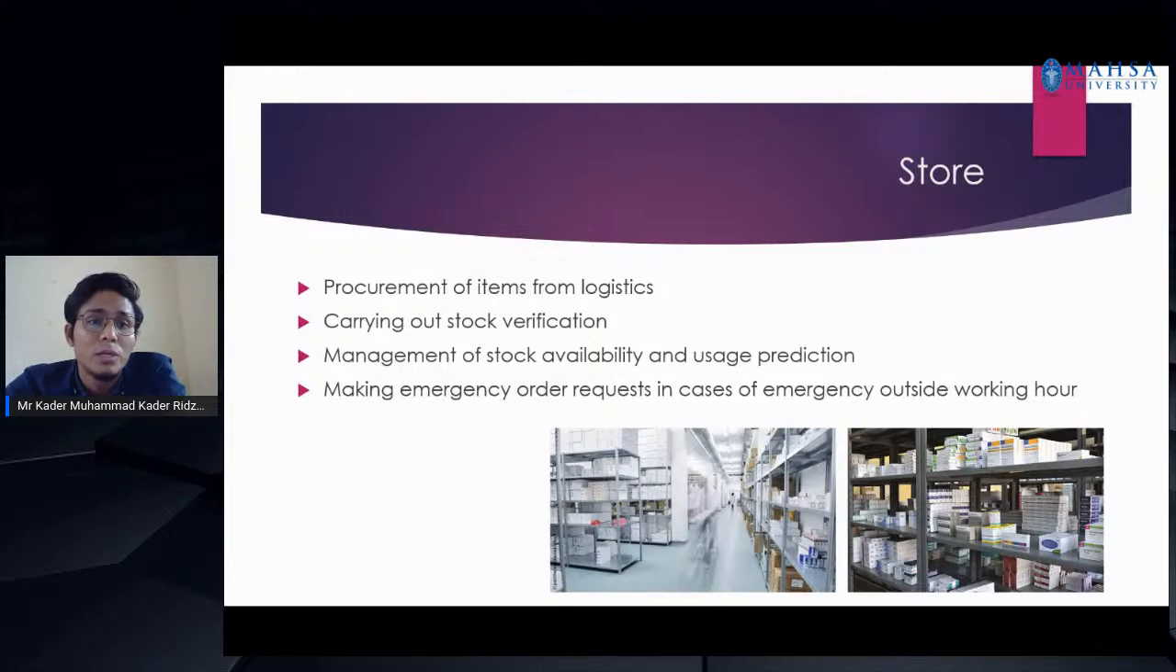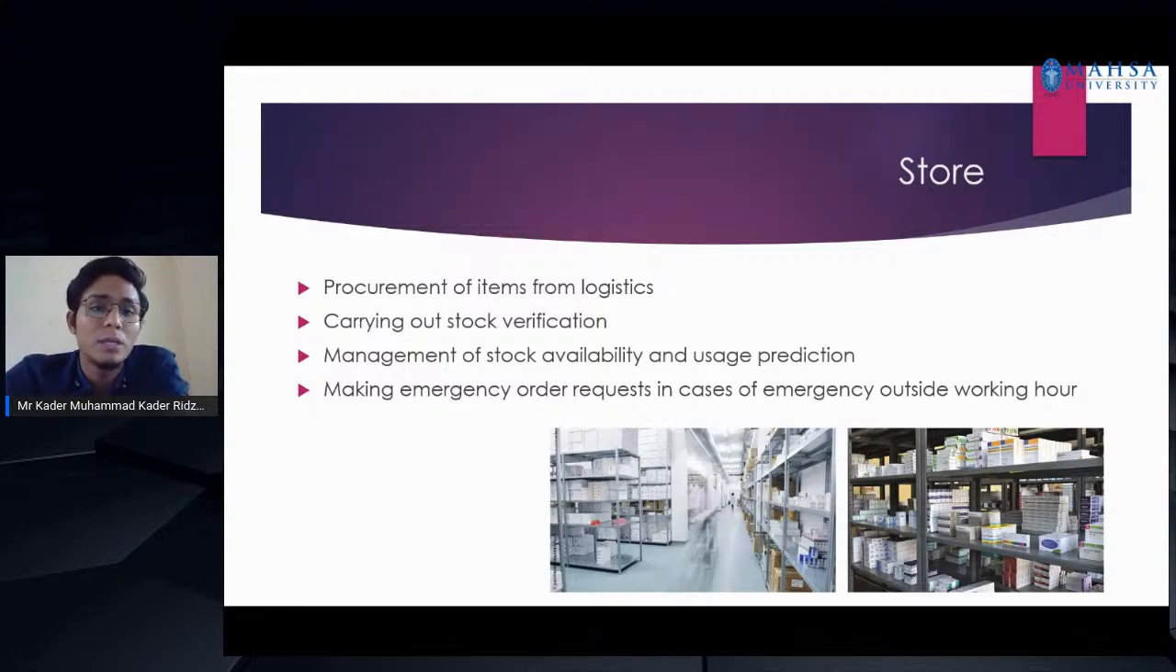The second one is carrying out stock verification. After you have procured or bought the items from Pharmaniaga, you need to check whether they are okay in terms of the expiry. Okay, is it enough in terms of the stock?